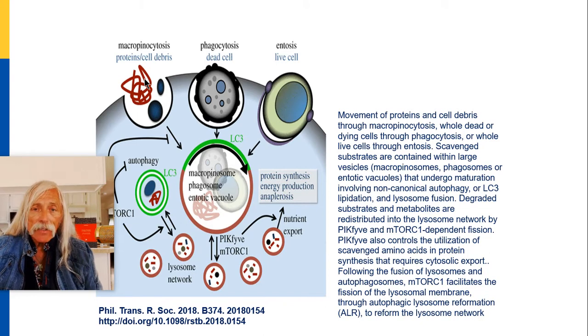And so the second thing is going to be called phagocytosis. Phagocytosis has to do with taking up dead cells and then being digested eventually within the cell. And that digestion will then release, hopefully, organic compounds that could be used by that cell. And then finally, whole live cells. That's a process called entosis. Okay? So the scavenged substrates are contained within large vesicles. You can see these vesicles starting to form here. And they could be a macropinosome, a phagosome, or an entotic vacuole, okay?